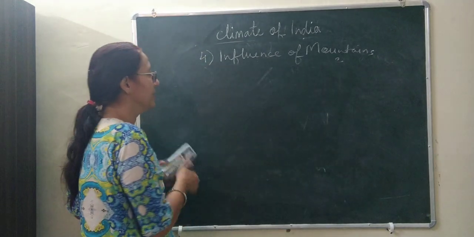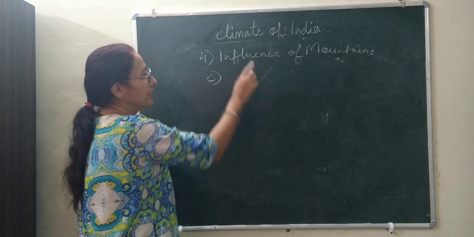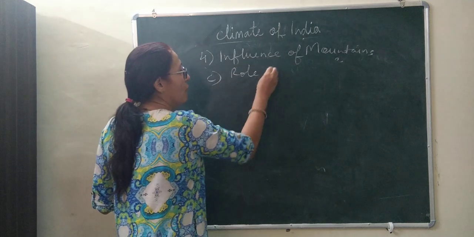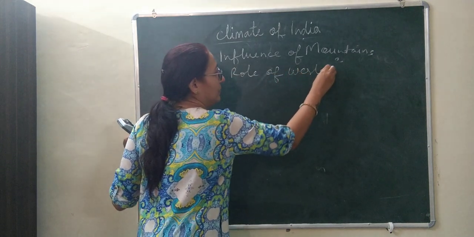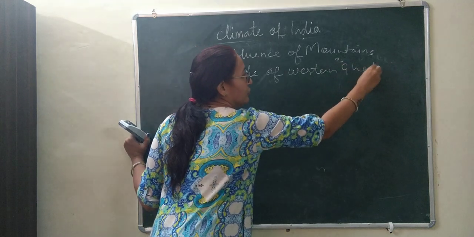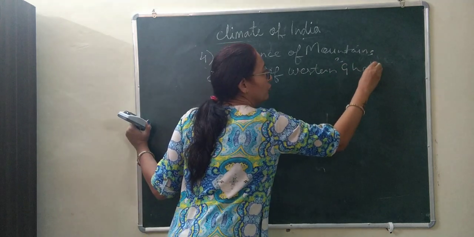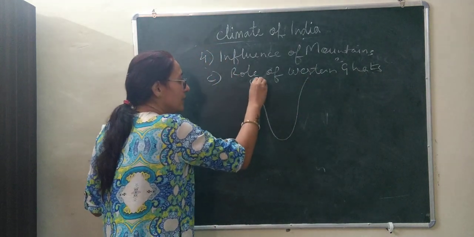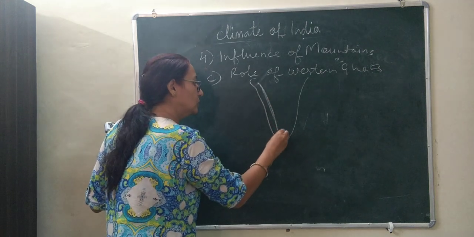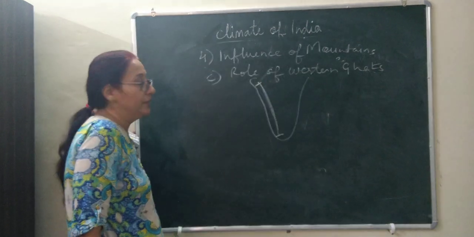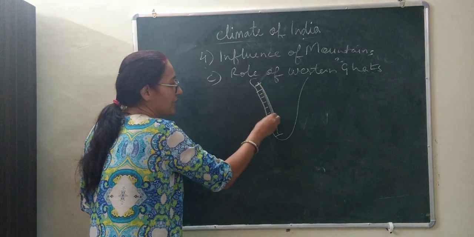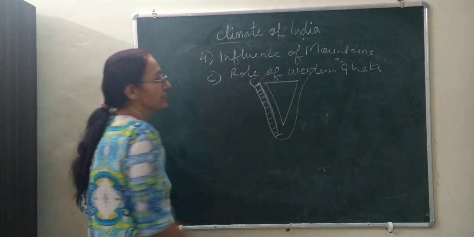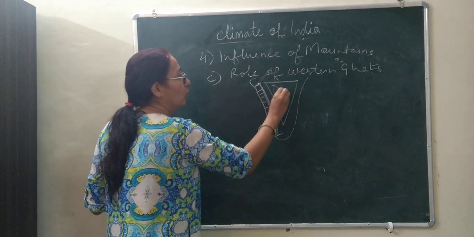And third example under the influence of mountain heading is role of Western Ghats. So first you have to learn the location of Western Ghat. Here is Western Ghat, and toward the west side of Western Ghat there is a Western Coastal Plain, and toward the east side of Western Ghat there is a Deccan Plateau.